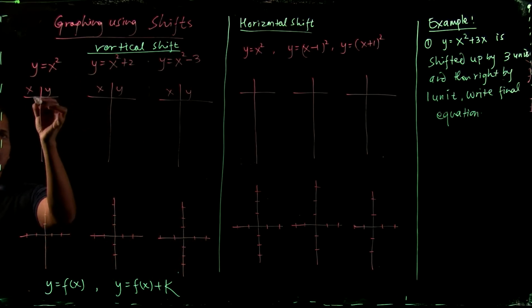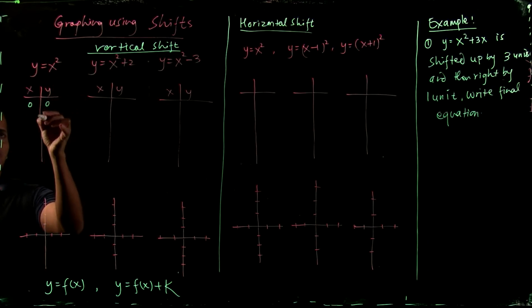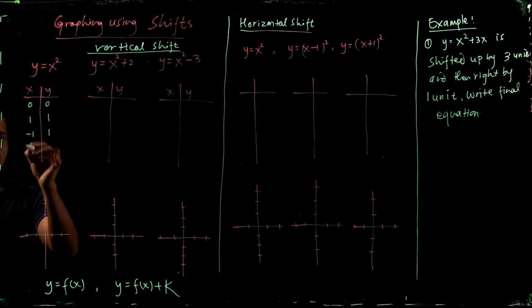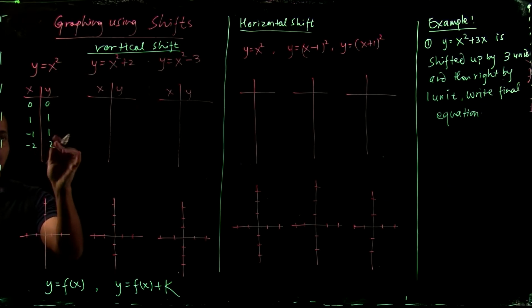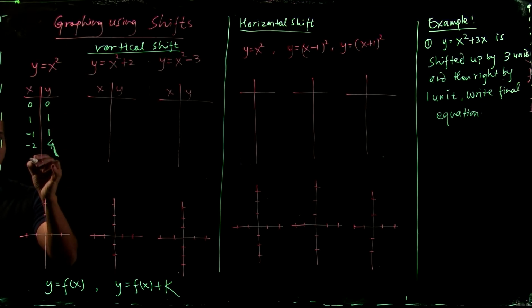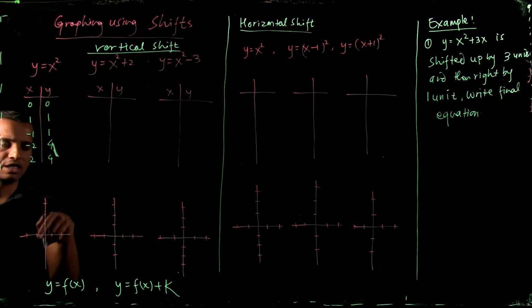So how do I draw the graph? I pick different points, right? I pick x equals 0, you get y equals 0, x equals 1, y equals 1, x equals negative 1, y equals positive 1, negative 2, 4, and 2, 4. So let's plot these points.